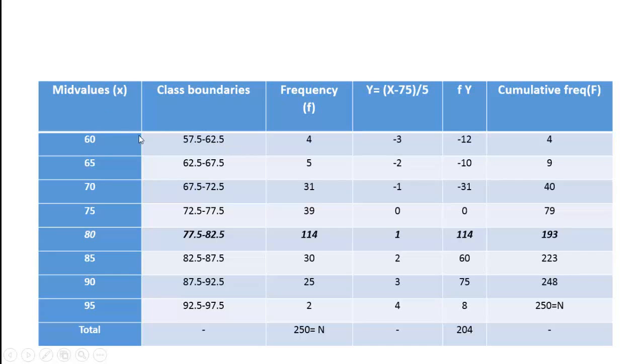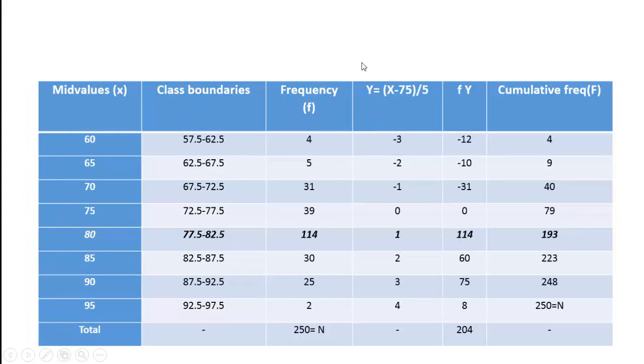How does it come? Observe the difference between each of these observations is 5. 65 minus 60, 70 minus 65, 5, 75 minus 70, 5. If you take the average of this, you will get 2.5. Thus we calculate the class boundary simply by adding 2.5 to the right of this and subtracting 2.5 from the left of this. Thus the class boundary becomes 57.5 to 62.5, here 62.5 to 67.5, and accordingly. Now we put frequencies as given.